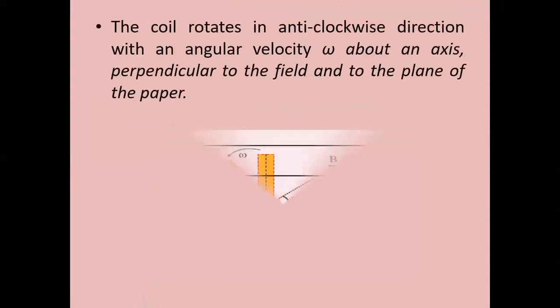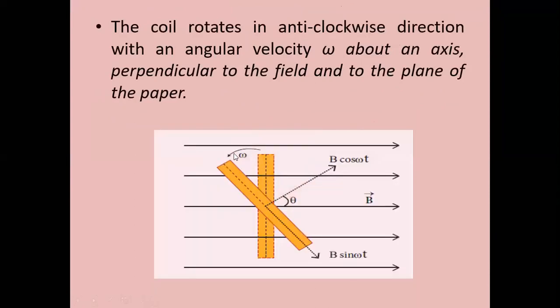Now we are rotating the coil in the anti-clockwise direction. You can see the direction of rotation is anti-clockwise. It is rotating with an angular velocity omega about an axis. The axis is perpendicular to the field and to the plane of the paper. So the axis of the coil is perpendicular to the field and to the plane of the paper.